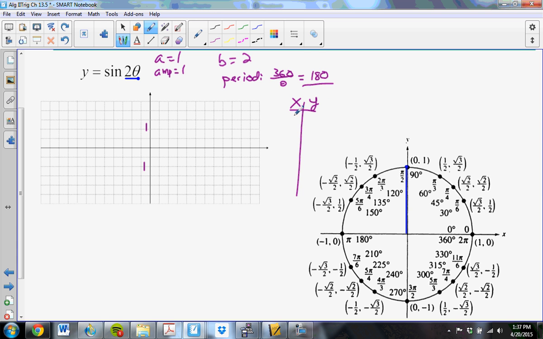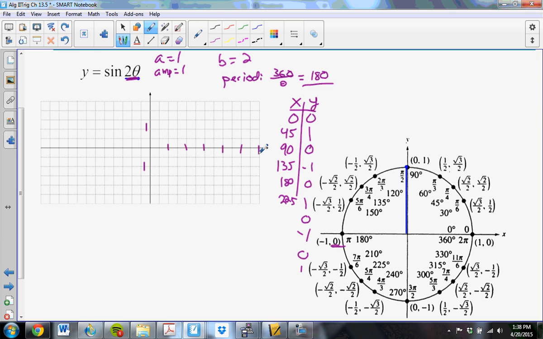So if my theta is 0, the sine of 0 is 0, and then I wouldn't plug in a 90, I'd plug in a 45, because 2 times 45 gets me 90, and the sine of 90 is 1. Then I'd plug in a 90, because 2 times 90 is 180, and the sine of 180 is 0. So I'm counting by 45s: 135, negative 1, 180, 0, 225, 1. You get the idea. So I'm going to go 1, 2, 3, 4, 5, 6, and just push these out.